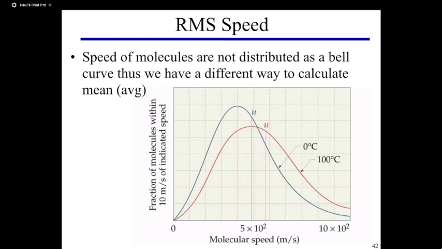The fast side has more molecules. The slow side has less. So if I take an absolute average, I misrepresent the average speed, because I've got more fast ones than I have slow ones. So what I have to do is a different calculation, and it's called root mean square speed.